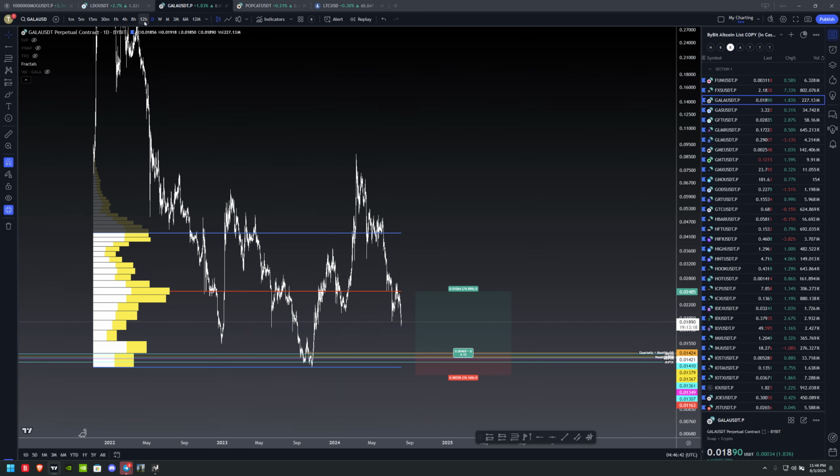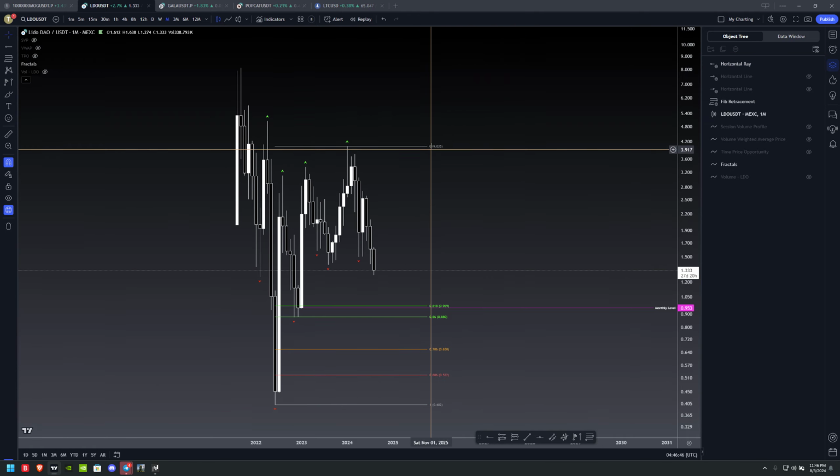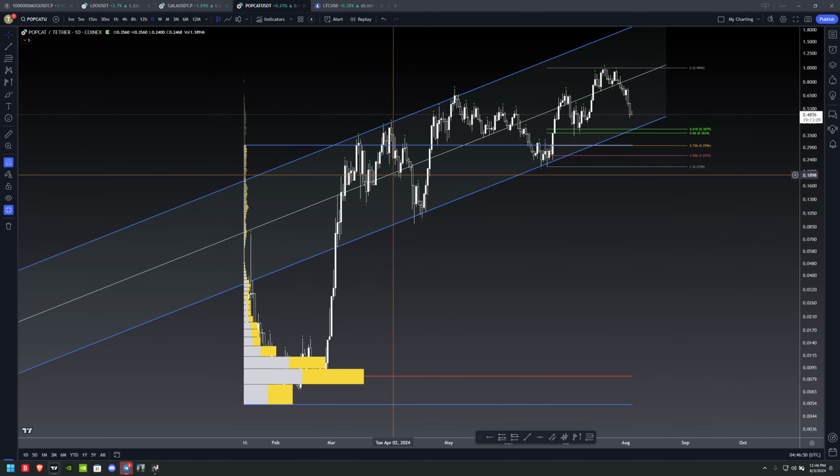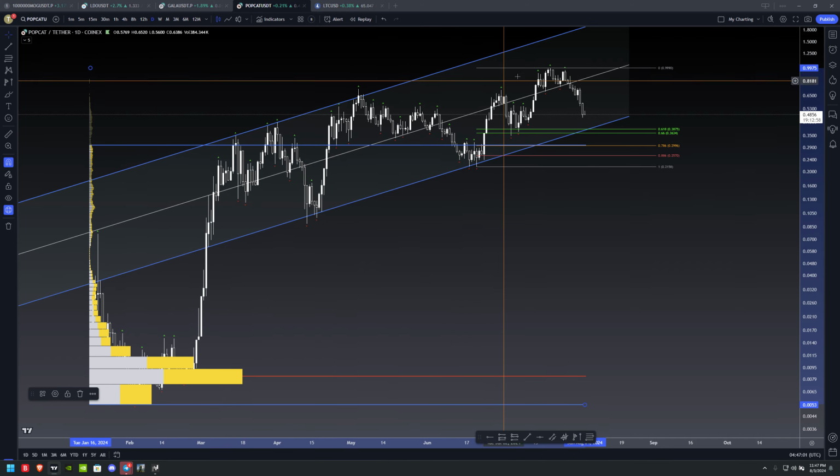So let's take a look at LDO. We were just talking about. All right, so actually, let's go into POPCAT. We're going to go to LDO because that'll be last. Here's what I like to see with this. So here's our global. We've been in this uptrending range. I like this. I like this for a few reasons. Let me explain this.